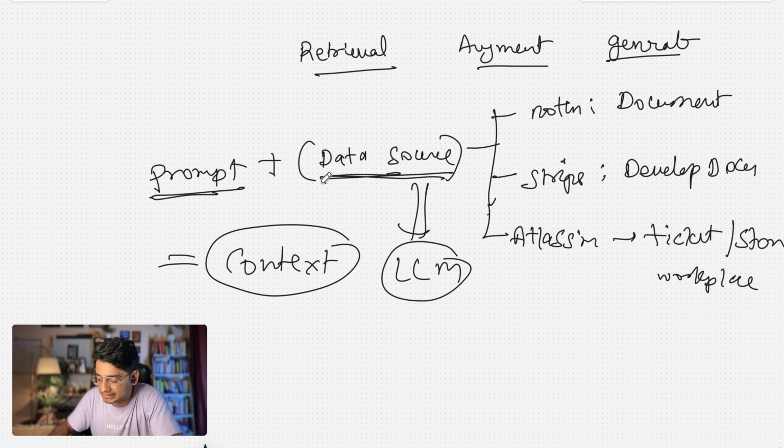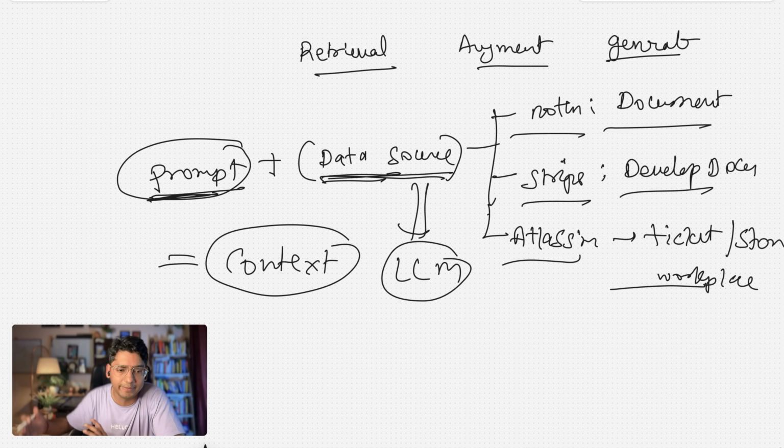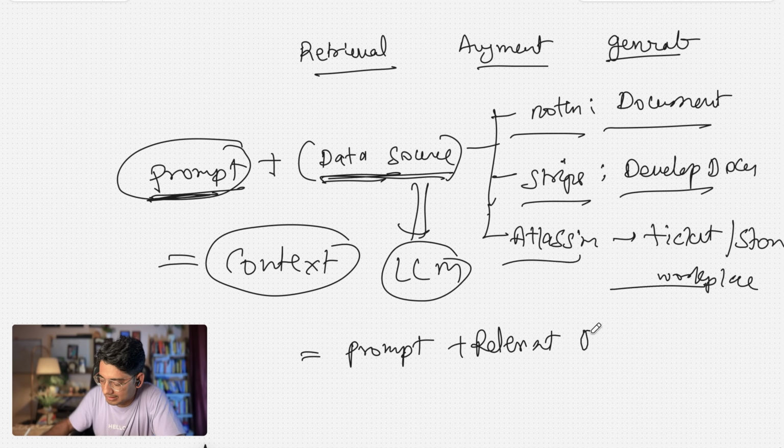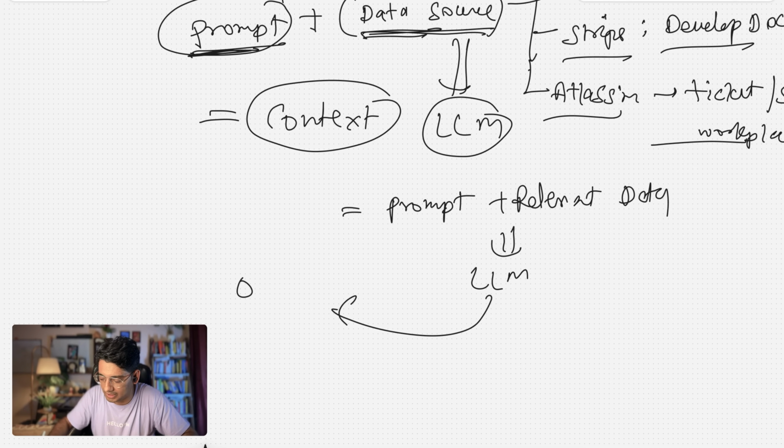So what we do is, rather than taking the whole data, we only take relevant data. We take this prompt, we understand the prompt, we understand what are the files that are important for us from any of these data sources. Okay, then we only take that part of the data, combine the prompt plus relevant data, and send it to the LLM. And the LLM is able to go ahead and give you the output.